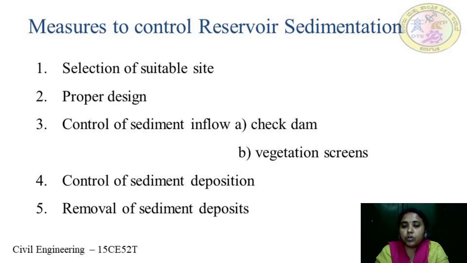So by constructing bunds on the slopes of hilly areas, they prevent the soil present on the sloping areas from subsiding. This is one of the best methods to arrest the sediments, and also comparatively less turbid water passes over the bunds. And next is control of sediment deposition.